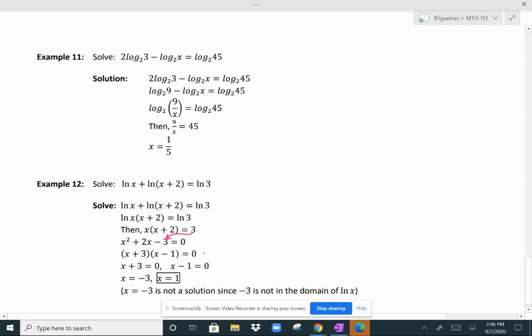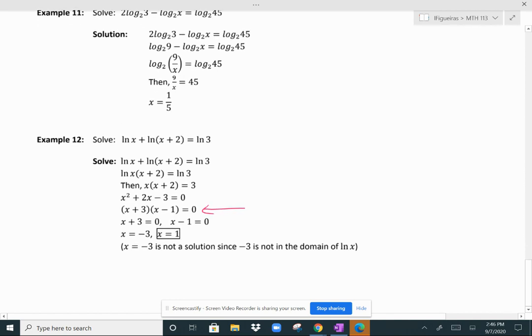This is factorable. So that works out to be (x plus 3) and (x minus 1) equal to 0, which means you have two possible solutions. So you get -3 and +1. But you have to ignore -3 because -3 is not in the domain of your natural log. You can't take the natural log of a negative number. That's undefined. So the only one that works here is 1.